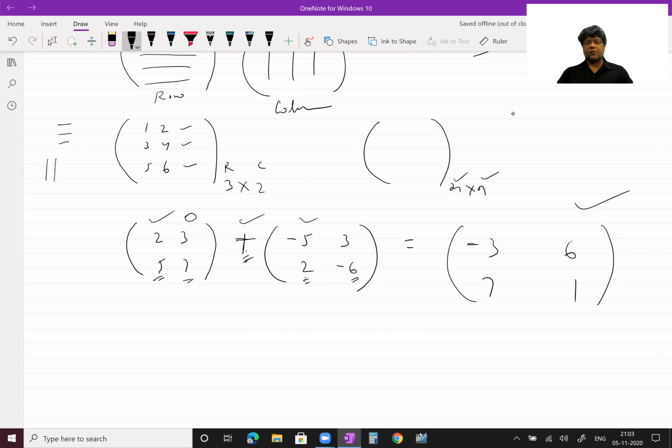Similarly, it can be subtracted also. So for addition and subtraction, the two matrices which you are adding or subtracting must be of the same order. Otherwise, addition and subtraction is not possible.